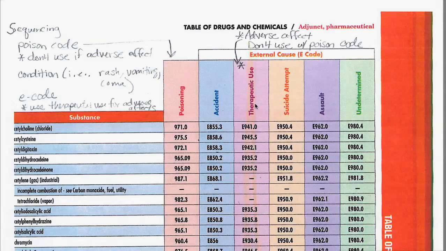It means the patient took it as prescribed. It wasn't an accidental overdose like double dose. They forgot that they took their meds in the morning. If that's the case, you code it as a poisoning and you choose from the accident column. But therapeutic use means they took it as prescribed and they had a reaction. Okay? So obviously you'll see some dashes in here for some things because these are substances that would never ever be prescribed. Therefore, therapeutic use doesn't apply. Okay? So for an adverse effect, you don't code a poisoning code. You code the condition first, and then you use the therapeutic use E code. Okay? So hopefully that will help clarify things with coding poisoning and adverse effect codes for ICD-9.